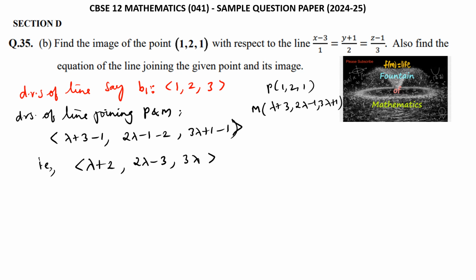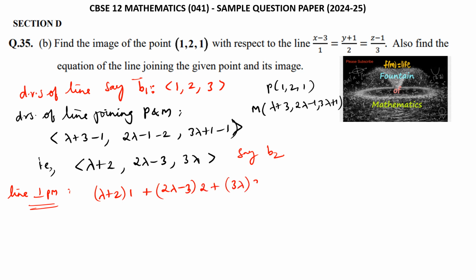So these are the direction ratios, say b2. And we know that since line L is perpendicular to PM, the dot product will be equal to 0. So we can write (lambda + 2)(1 + 2 lambda) - 3(2 + 3 lambda)(3) = 0. That is lambda + 2 + 4 lambda - 6 + 9 lambda = 0.